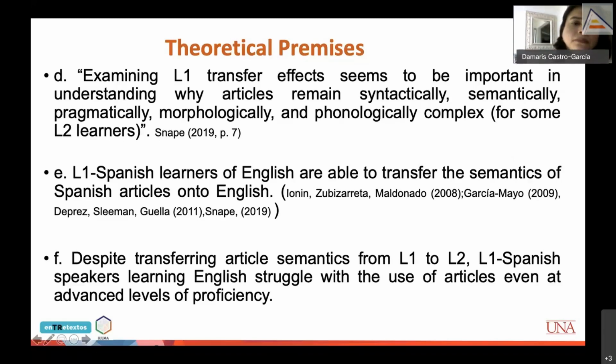Now, like I said, English and Spanish share the same system, and we know that Spanish learners can transfer the knowledge from Spanish into English. But despite this ability or this capacity that we have of transferring that knowledge from the first language into the second language, Spanish learners of English still struggle with article marking, even at very advanced levels.